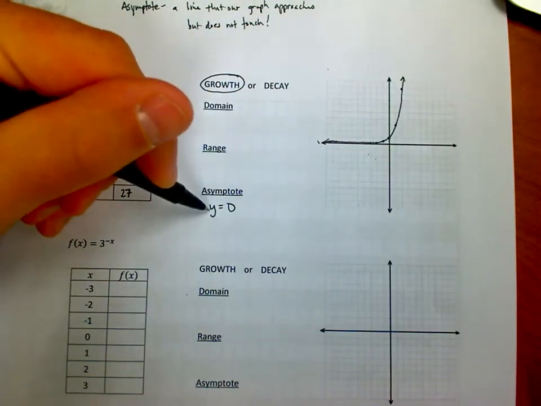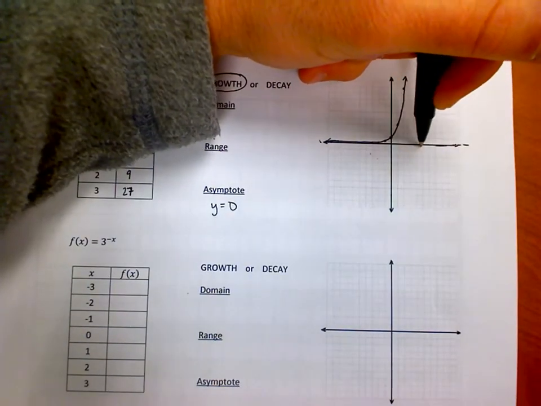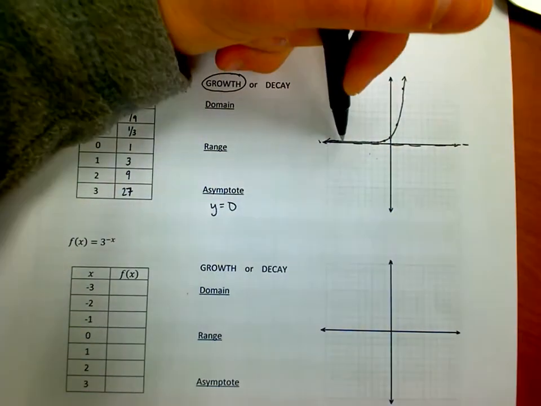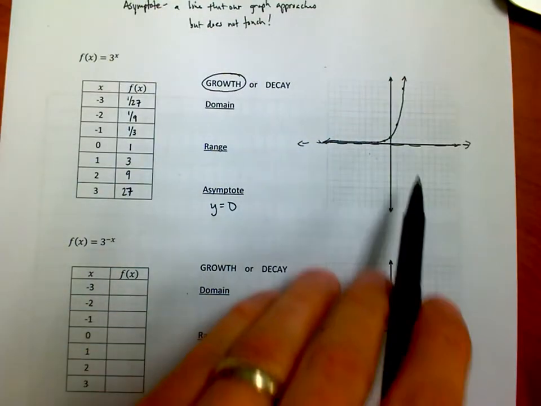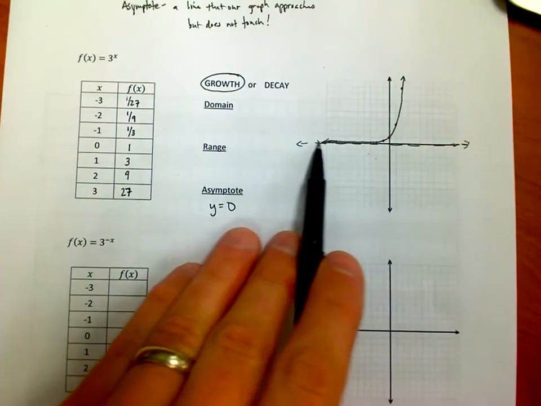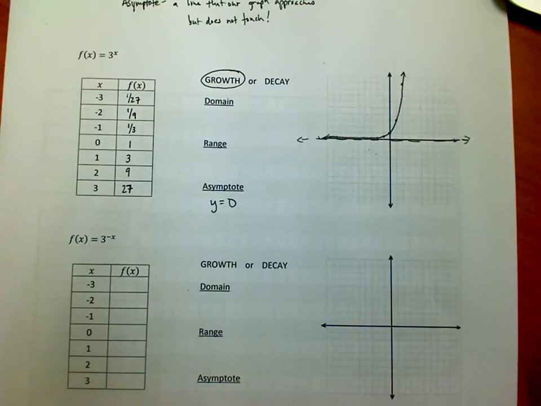Y equals means it's a horizontal line. The horizontal line is at 0. In other words, what we're going to start doing is putting a dotted line in our graph right here. It's going to be hard to see, right? But the line would be right here. And that imaginary line is the line that our graph approaches but never touches, with the y value of 0. That's what an asymptote is.